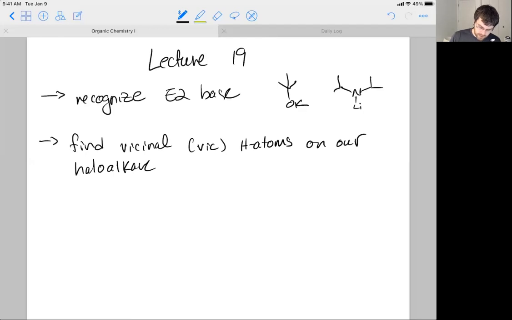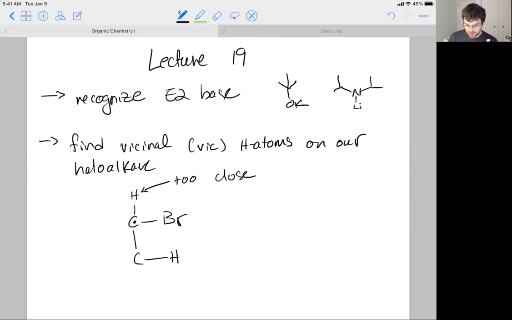So the vicinal hydrogens are, well, if we have C attached to bromine, and let's say we've got hydrogens, a hydrogen on the carbon directly attached to bromine, along with hydrogens attached to the carbon adjacent to that carbon with the bromine. What we have to recognize is that the hydrogen that's on the carbon that I usually label as a dot, this hydrogen is too close.